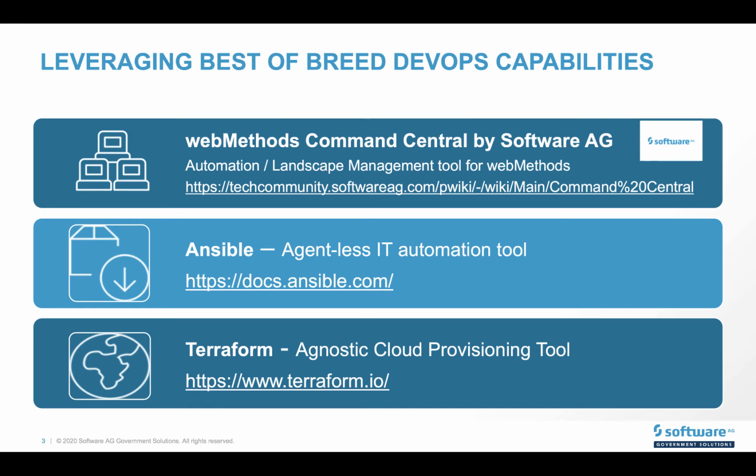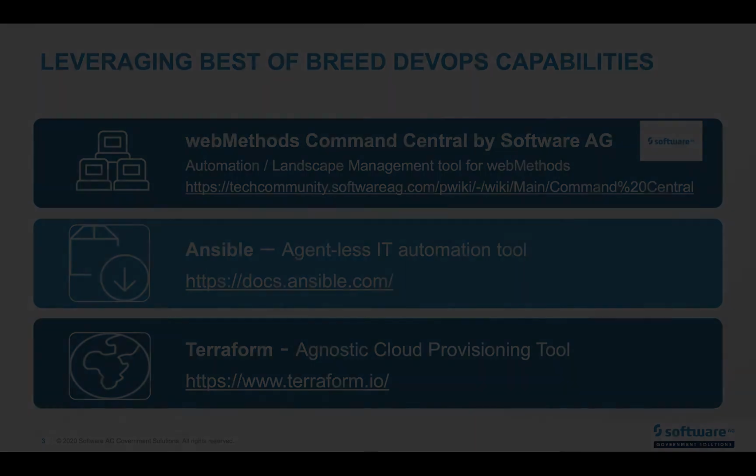And aside from webMethods Command Central, which is the required tool, in my opinion, to properly install Software AG webMethods products, it is possible to achieve cloud provisioning with other tools, like using CloudFormation for AWS or maybe Azure Resource Manager for Azure, right? So there are other tools you could choose instead of Terraform. And similarly, there are other tools you could choose instead of Ansible, such as Chef or Puppet. So your choice, but in this demo, I'll demonstrate Terraform, Ansible, and Command Central.